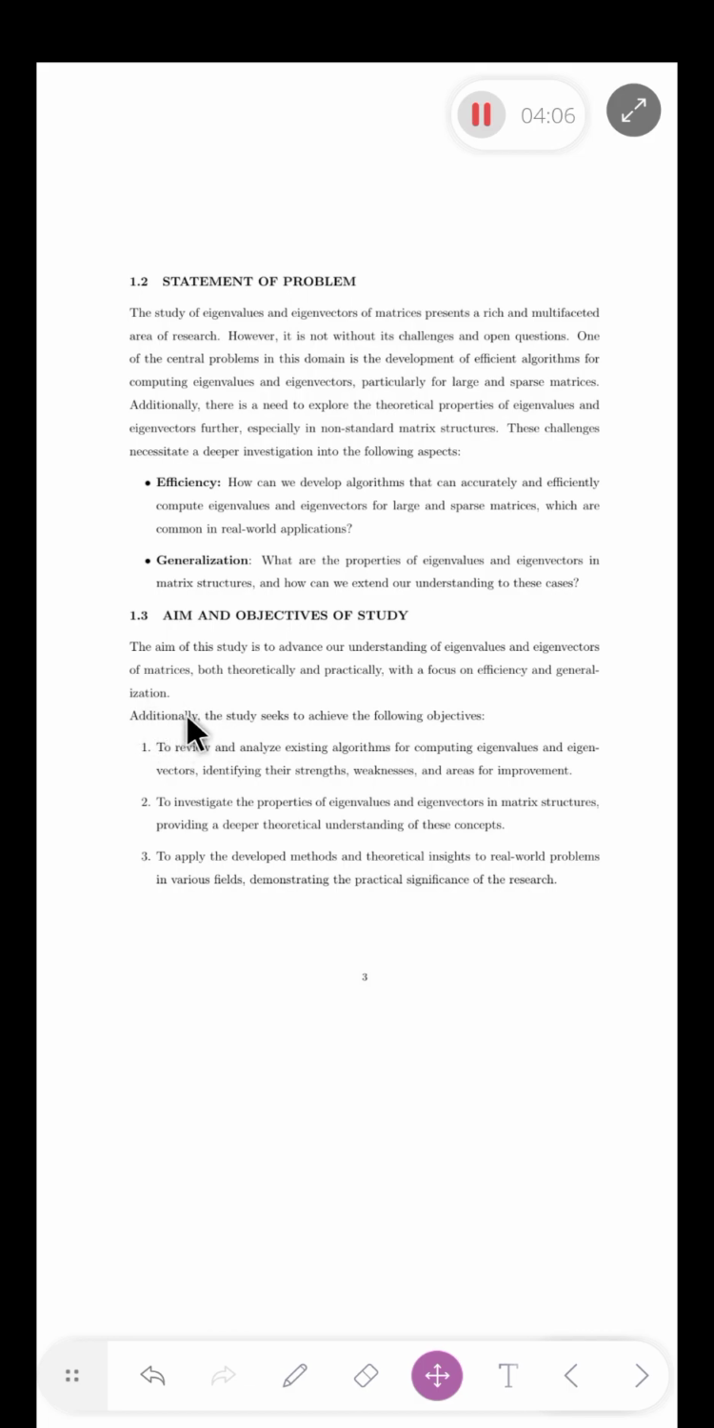And what is the major objective? What are the objectives of this study? One, we want to review and analyze an existing algorithm for computing eigenvalues. We already have an existing algorithm, so I will start by using the same algorithm to compute eigenvalues and eigenvectors. And also, we need to identify their strengths, weaknesses, and areas for improvement. The areas for improvement will be well stated in further research work, which is the project research.